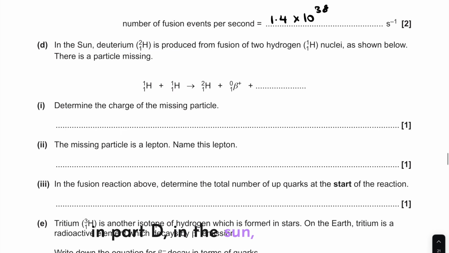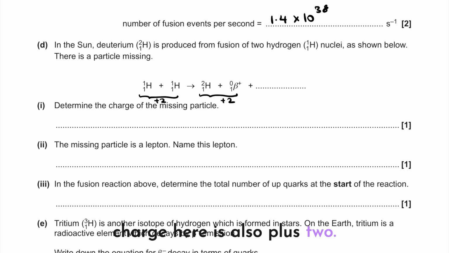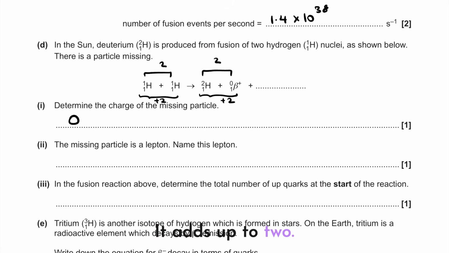In part D, in the Sun, deuterium is produced from fusion of 2 hydrogen nuclei, and there is a missing particle. Determine the charge on the missing particle. We know that the total charge here is plus 2, and the charge here is also plus 2. Therefore, the missing charge must be 0, as the charge has to be conserved. The missing particle is a lepton, so the total adds up to 2 over here, and over here as well it adds up to 2. That's an easy one. This is going to be an electron neutrino.